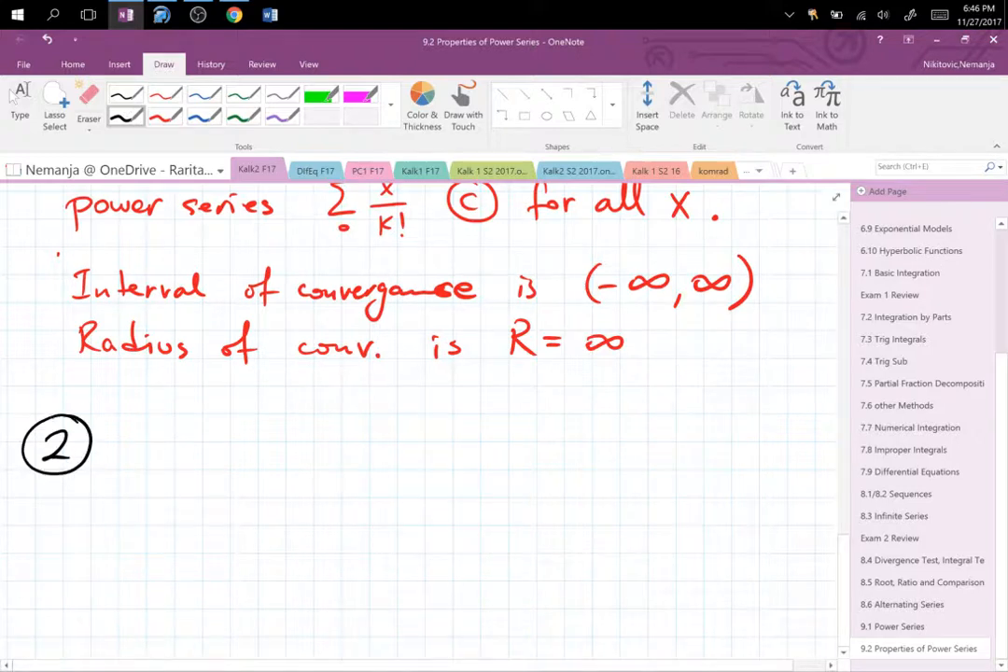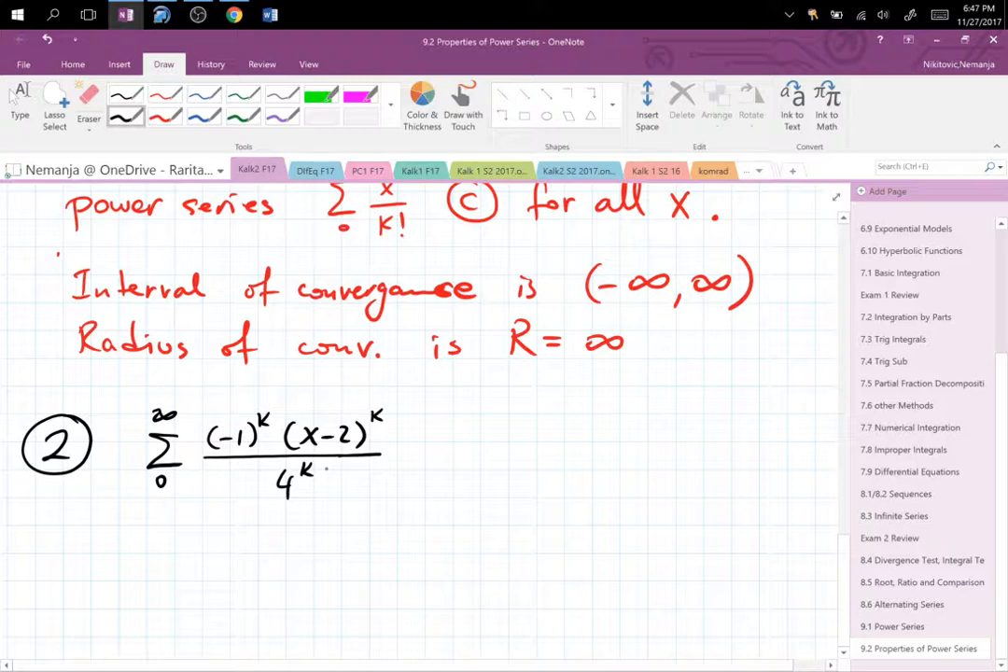Problem number 2, case number 2. Summation 0 to infinity of negative 1 to the k, x minus 2 to the k, over 4 to the k.